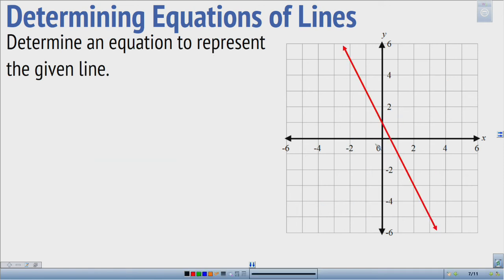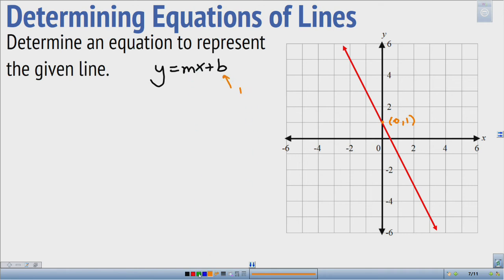Let's look at another one. So we need, from y equals mx plus b, the y-intercept and the slope. So here's the y-intercept. The y-intercept is at 1. Right? So this I know is going to be 1. Let's look at the slope.